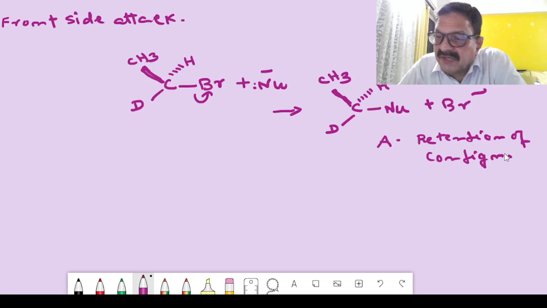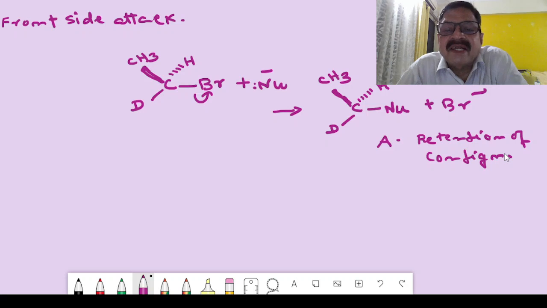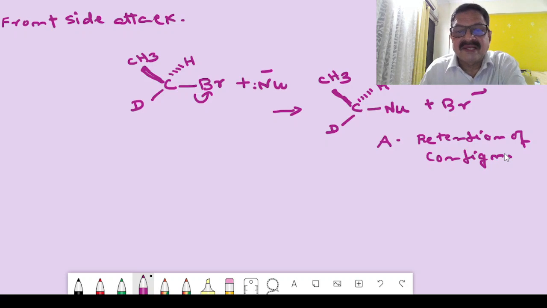So the leaving group is drawn on the right side. The nucleophile attack is taking place on the right side, that is, from the same side. Now all other groups remain in their original position. There is no change here. This is called front side attack. So the front side attack results in no change in the configuration. That is retention of configuration around the stereogenic center. That is the front side attack here.